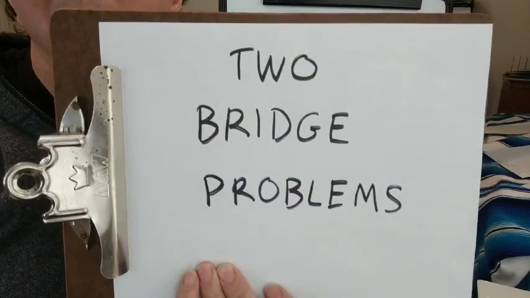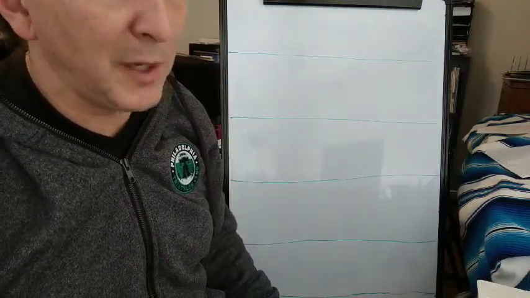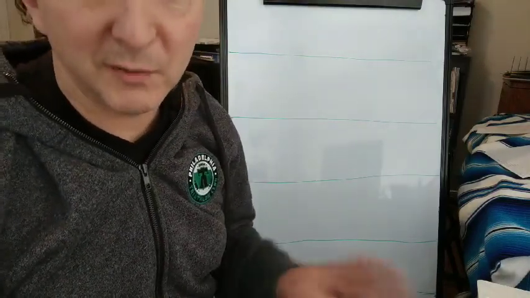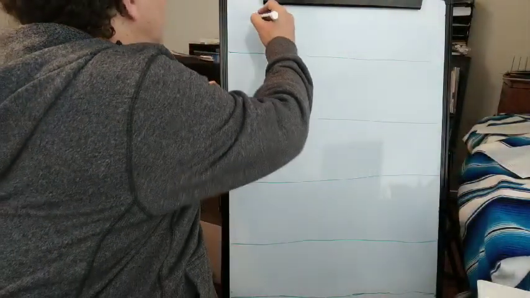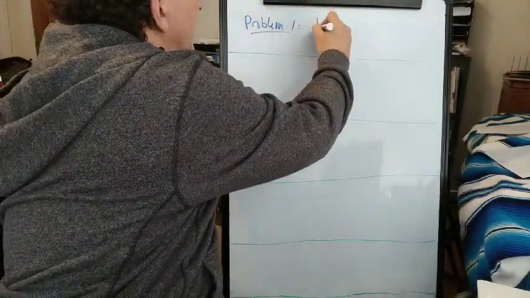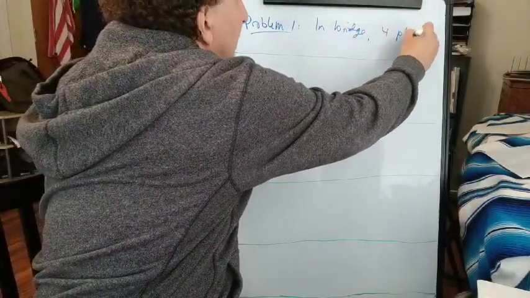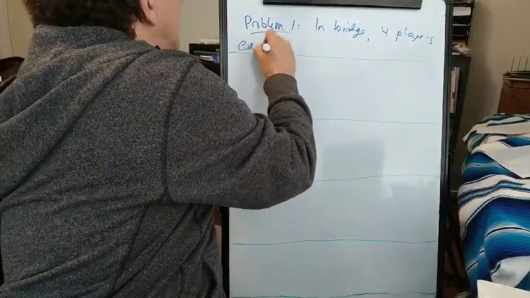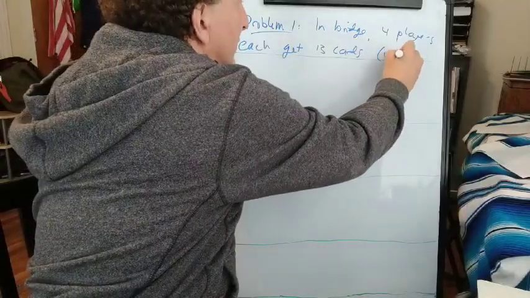All right, let's look at two counting problems involving bridge. Bridge is a game of cards that you play with a deck of 52. Everybody gets 13 cards. 4 people play, everybody gets 13 cards. So problem 1. In bridge, 4 players each get 13 cards. So that's the whole deck.